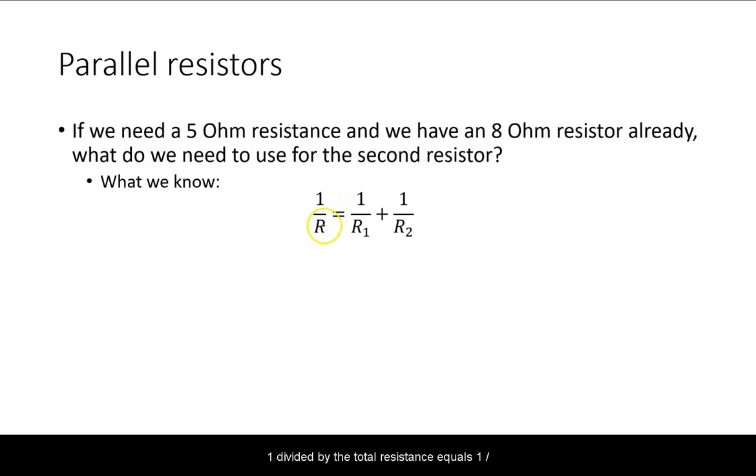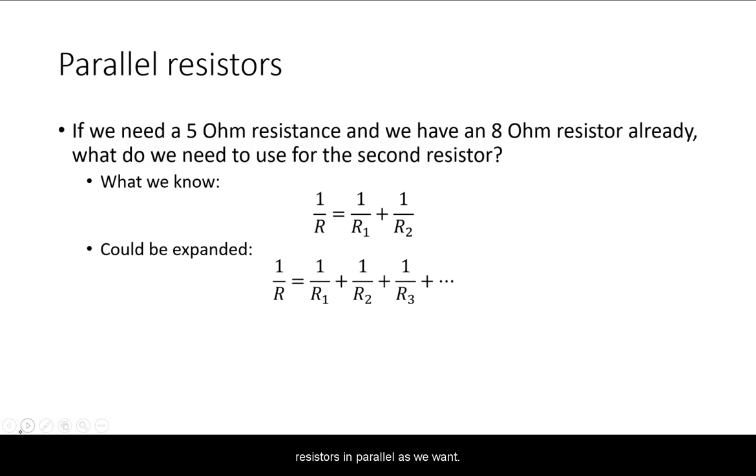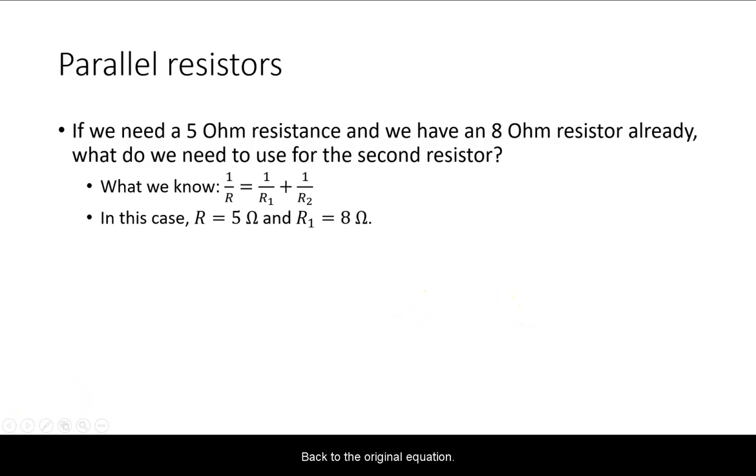1 divided by the total resistance equals 1 divided by the resistance of one resistor plus 1 divided by the resistance of another resistor. This equation can actually be expanded to include as many resistors in parallel as we want. So if we have a third, it's just plus 1 over the resistance of the third resistor, and so on. Back to the original equation.